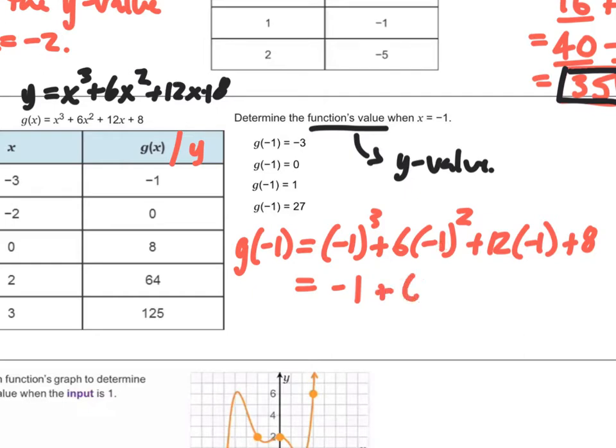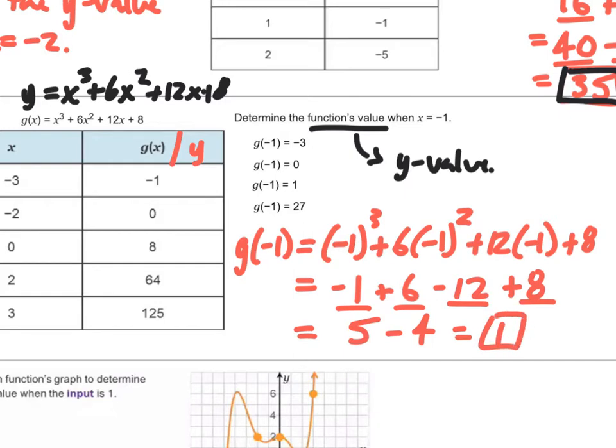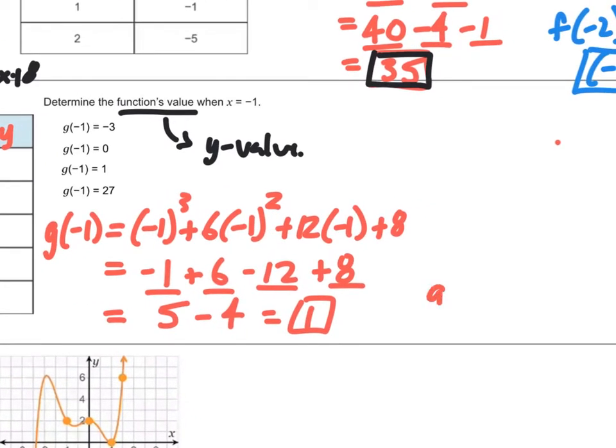So I'm going to do a plus 6. And then here I've got 12 times -1. That's just going to give me -12 and then plus 8. All right, so here's what we get. We're going to get -1. You can do this a number of ways. I'll just go left to right. -1 plus 6 is going to give me a positive 5. And then -12 plus 8 is going to give me -4. So I'm going to get 5 minus 4, which is going to give me positive 1. So what we then know is that g of -1 is equal to positive 1.